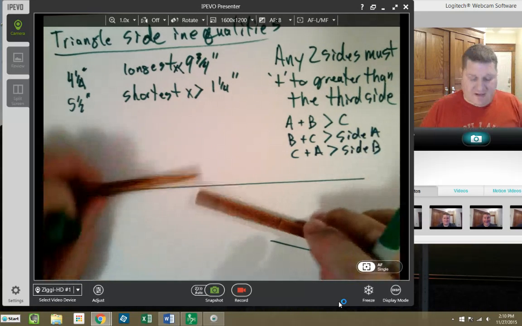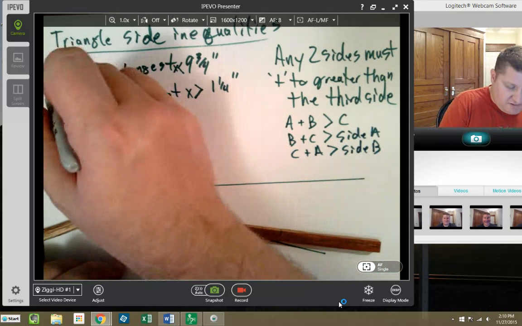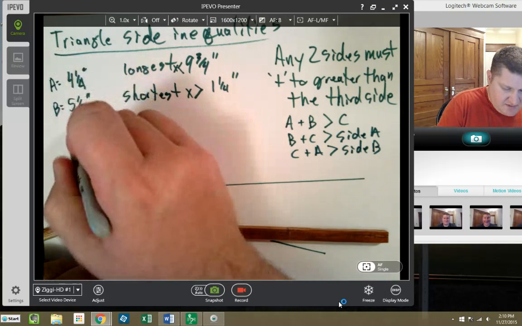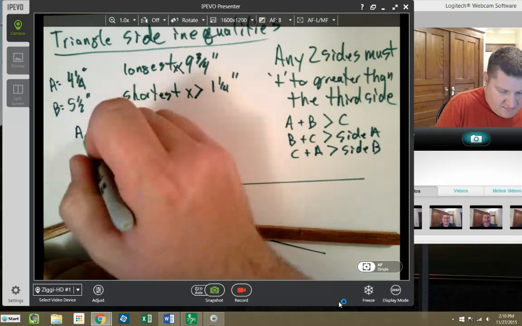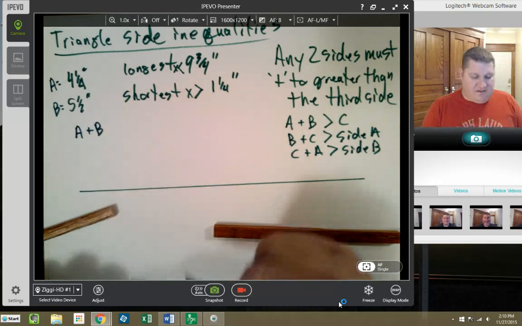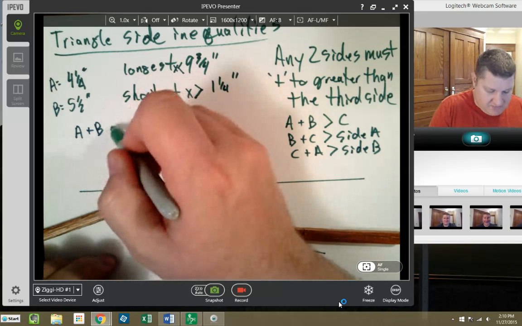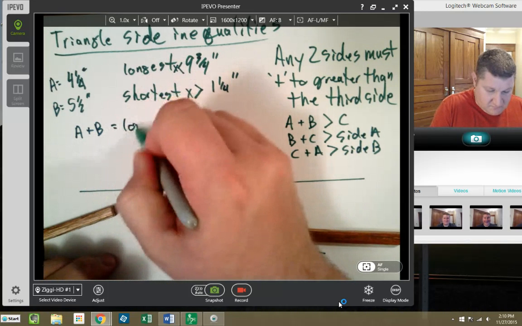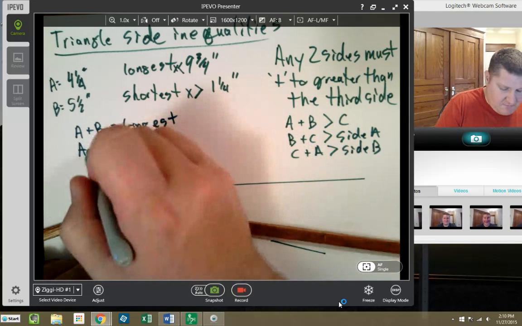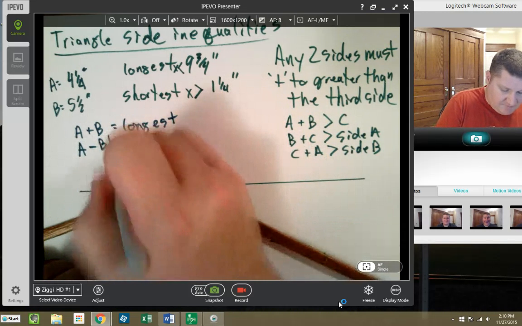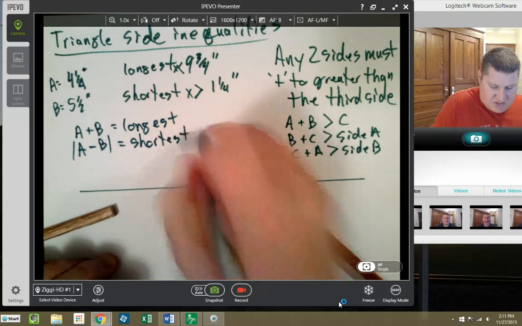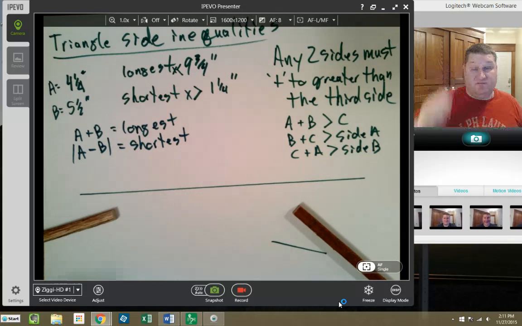Now, in practice, that means what we could do is if we call this one A and we call this one B, A plus B is going to give us the longest. And A minus B, absolute value, is going to give us the shortest. Now let's talk about why absolute value.